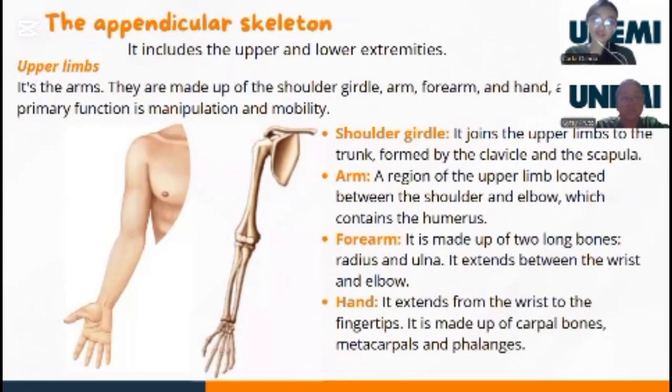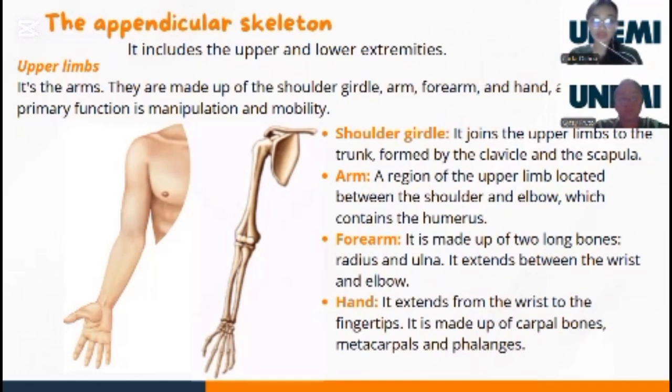And the appendicular skeleton. It includes the upper and lower extremities. Upper limbs, it's the arms. They are made up of the shoulder girdle, arm, forearm, and hand. Their primary function is manipulation and mobility. Shoulder girdle. It joins the upper limb to the trunk, formed by the clavicle and the scapula.